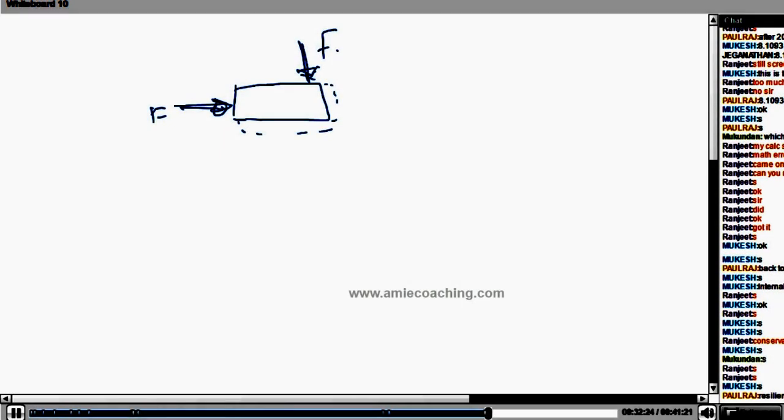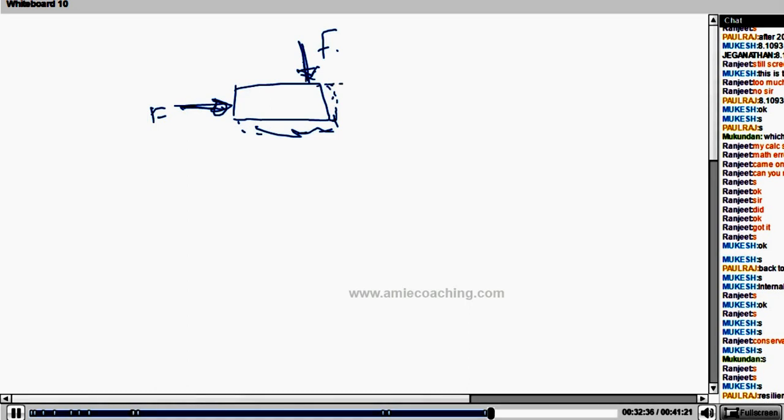Due to this force, it gets elongated by this much. Because of this compressive force also, it aids the elongation itself. So this much distance is traveled, x1 plus x2.